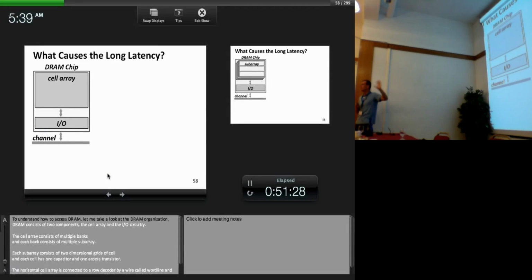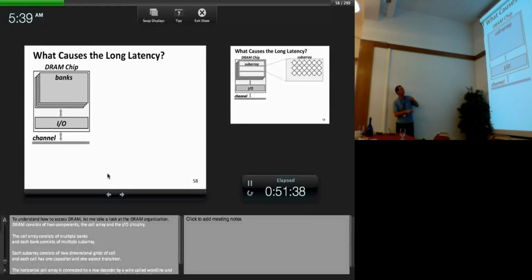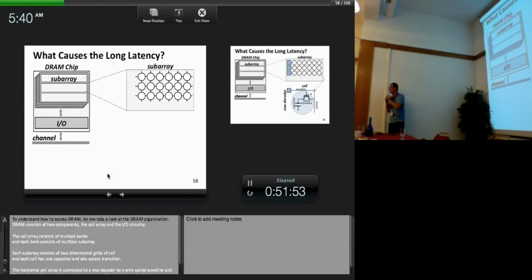So let's take a look at what causes this long latency and why it has been there. I've shown you this DRAM chip before. I'm going to abstract in a different way. This is the cell array we have, and this is the I/O circuitry, and this is the channel. And the cell array consists of a bunch of banks, as you've seen. And these banks actually consist of subarrays, because you do not want long bit lines in the banks. These banks are divided into subarrays that have shorter bit lines.